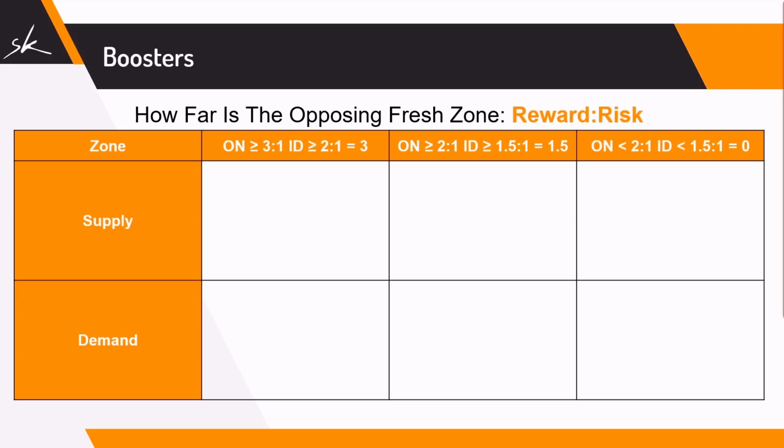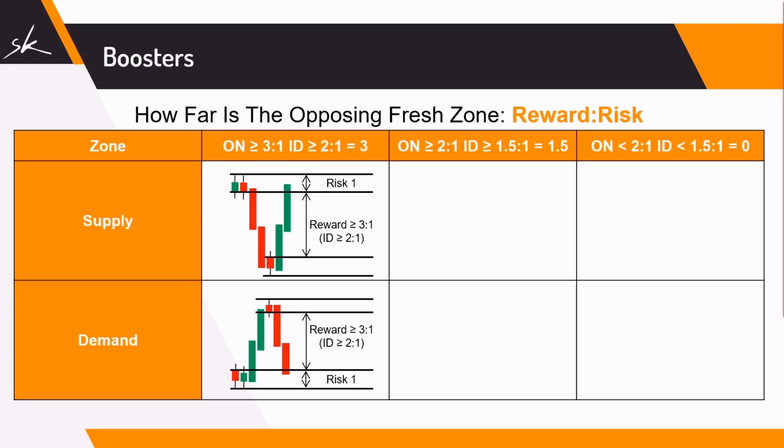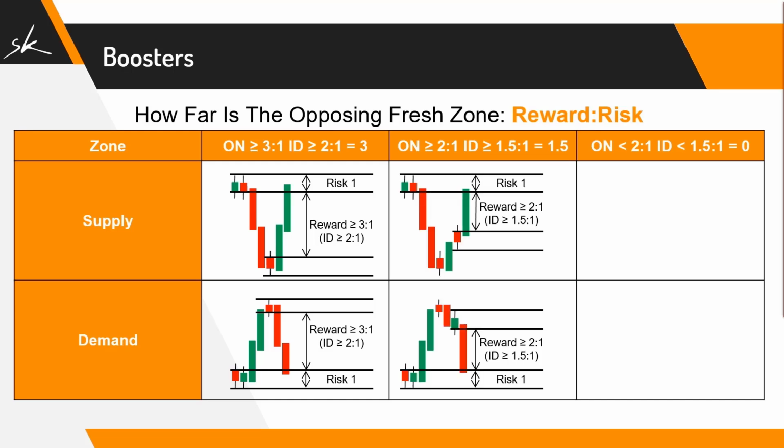The last quality booster is reward to risk ratio. For an overnight trade, if the reward to risk ratio is greater than or equal to 3:1, or for an intraday trade, if the reward to risk ratio is greater than or equal to 2:1, we will give it a score of 3. For an overnight trade, if the reward to risk ratio is greater than or equal to 2:1, or for an intraday trade, if the reward to risk ratio is greater than or equal to 1.5:1, we will give it a score of 1.5.